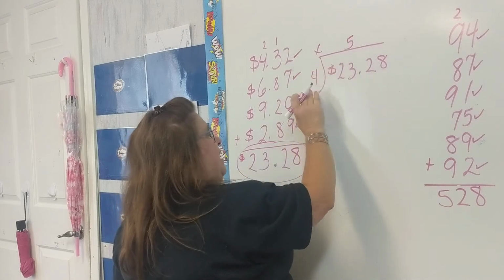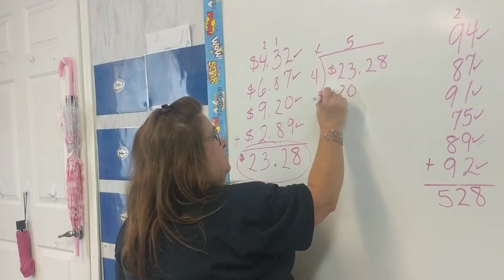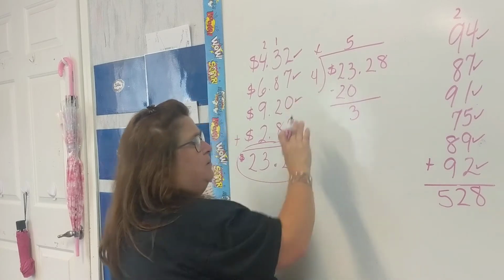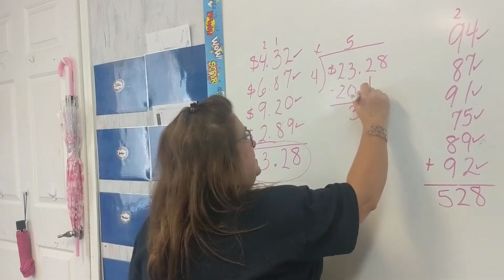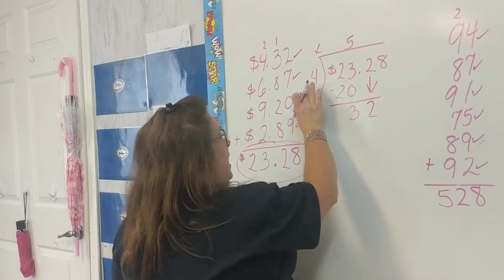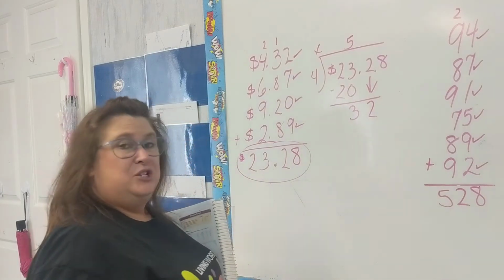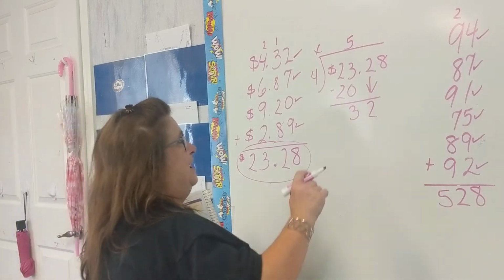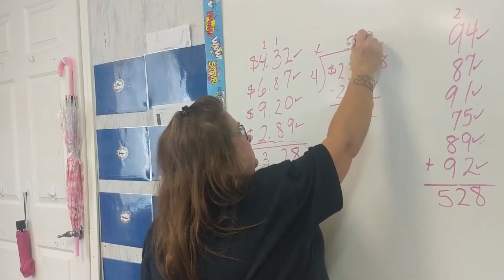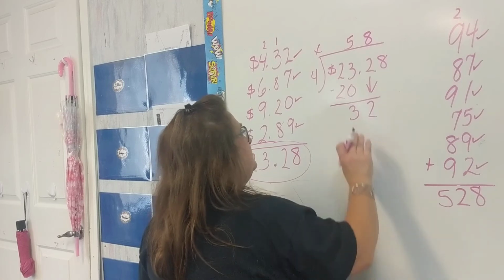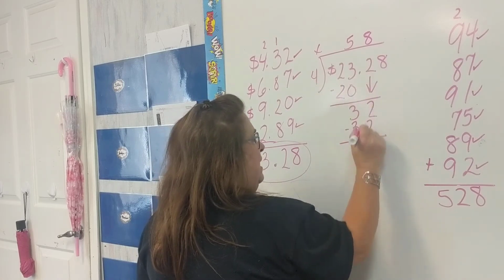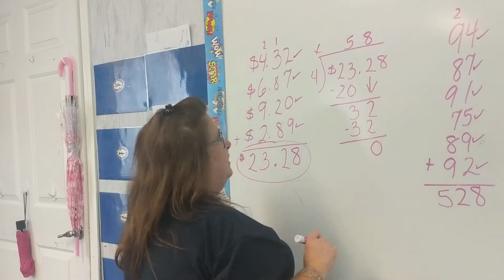We multiply, 5 times 4 is 20. We subtract, 3 minus 0 is 3. Is 3 smaller than 4? It is. Bring down our next digit, which is a 2. How many times will 4 go into 32? Y'all know it? 8 times. We put our 8 above the 2 because that's the number we brought down. 8 times 4 is 32. 32 minus 32 is 0.